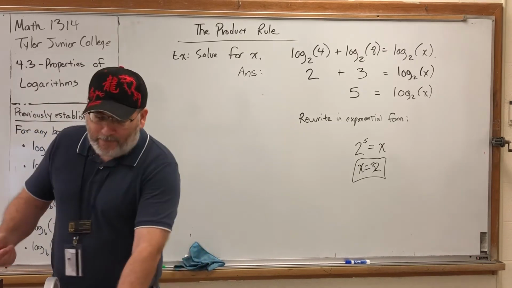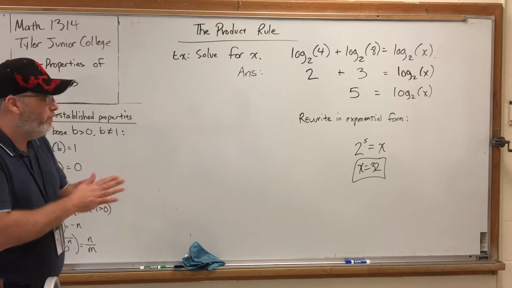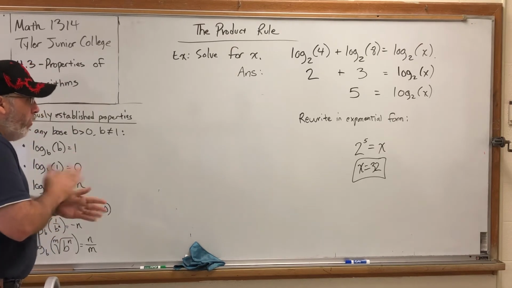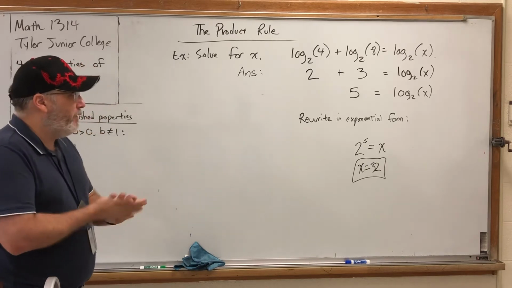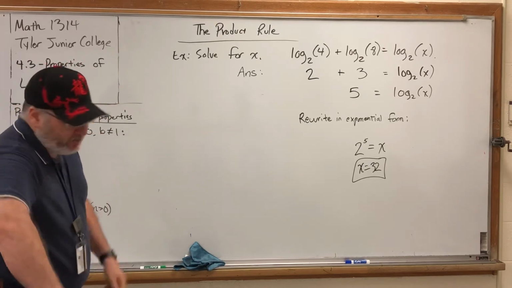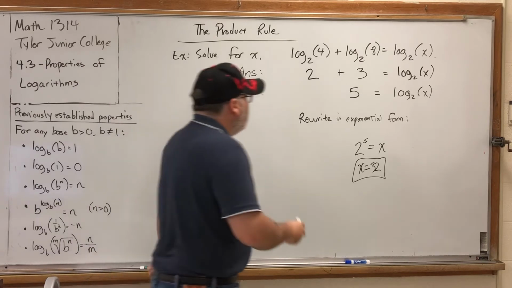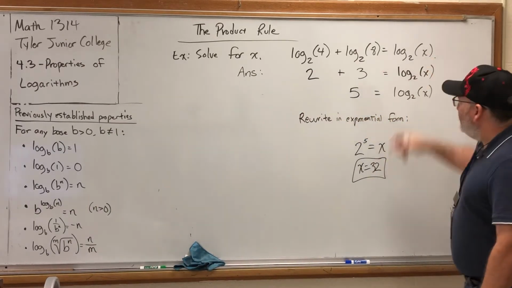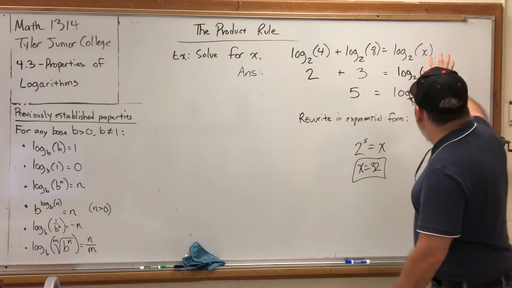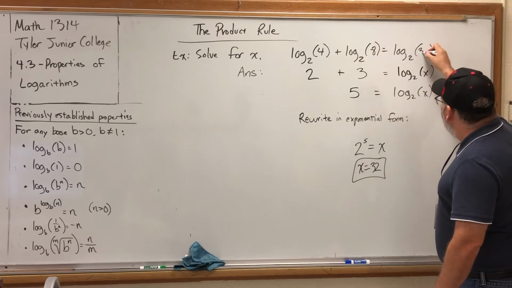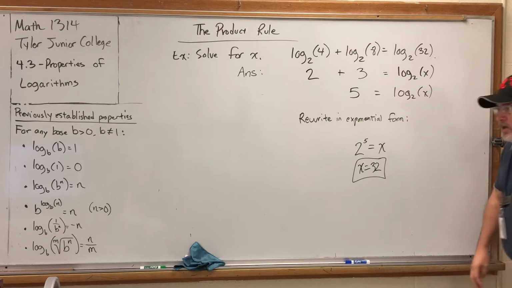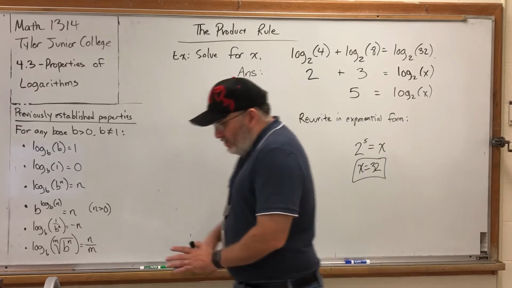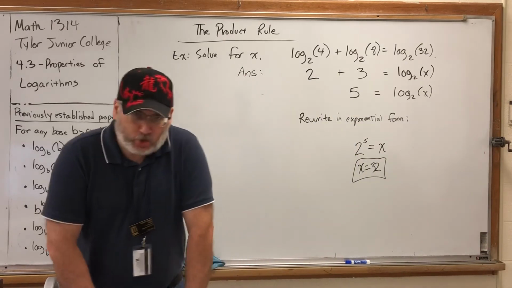I mean, where's this property, this product rule I keep alluding to? Well, look at the original equation. Log base 2 of 4 plus log base 2 of 8 equals log base 2 of x. Well, now we know what the x is. So if we were to substitute the 32 back into the original equation, the equation would read like this. Log base 2 of 4 plus log base 2 of 8 equals log base 2 of 32. Which kind of starts raising questions. Could we have gotten to the 32 faster?